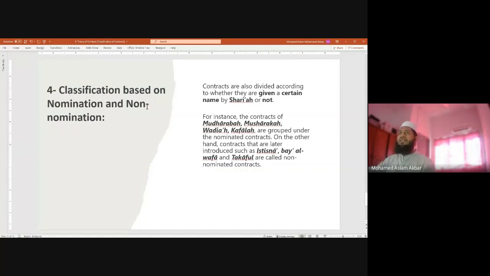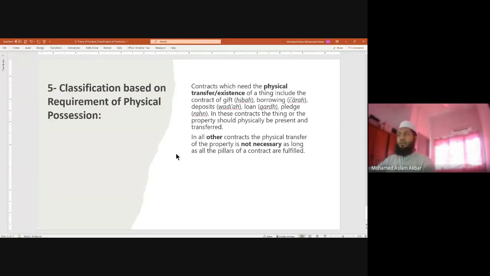So this is another classification based on nomination and non-nomination. Then you have the last one. This is the last one. Classification based on requirement of physical possession.